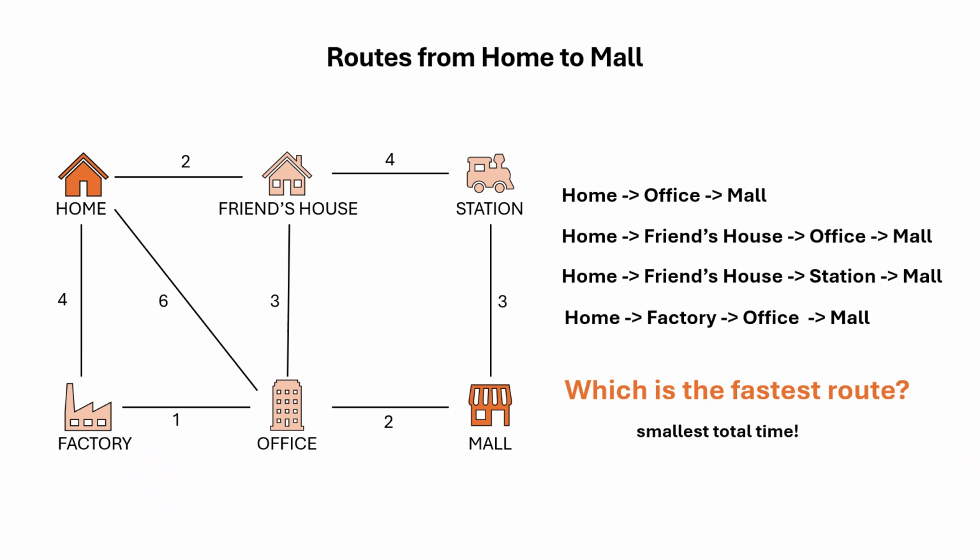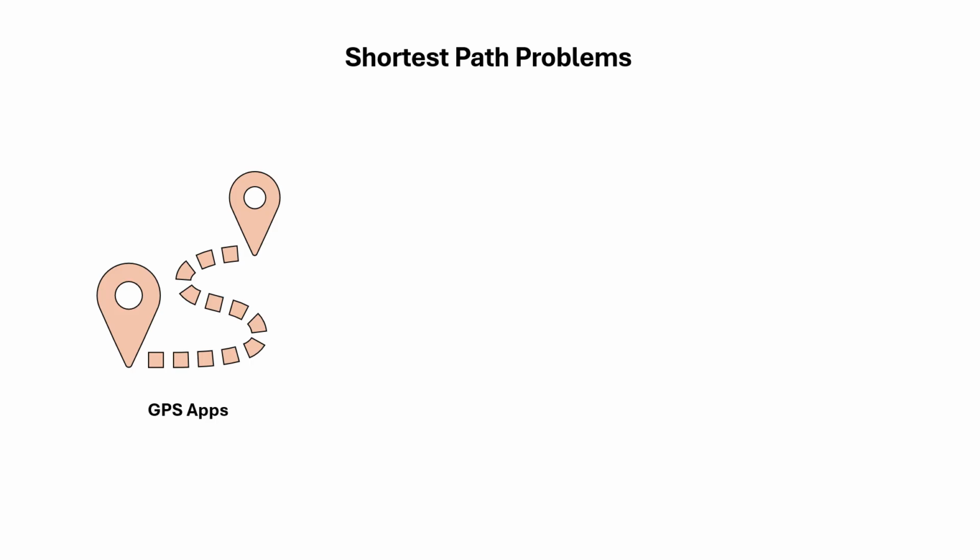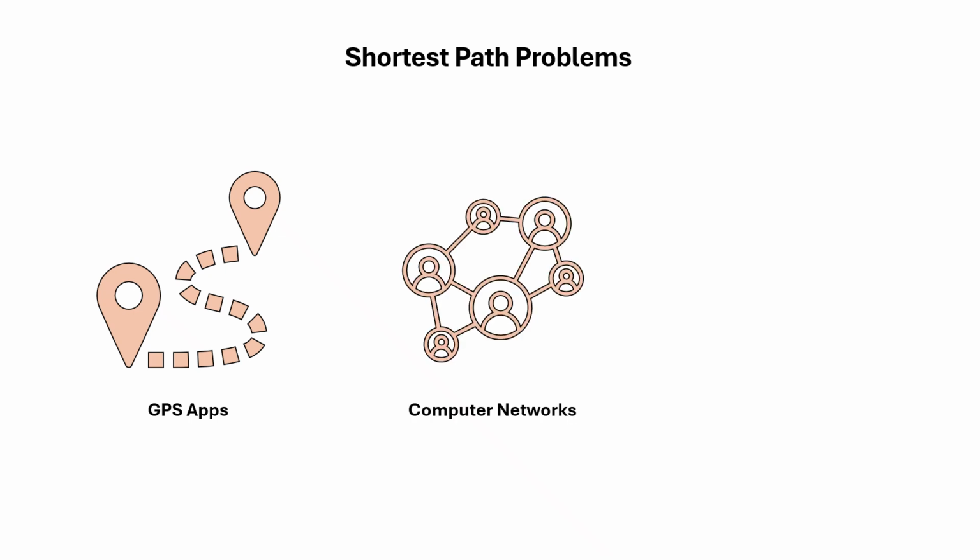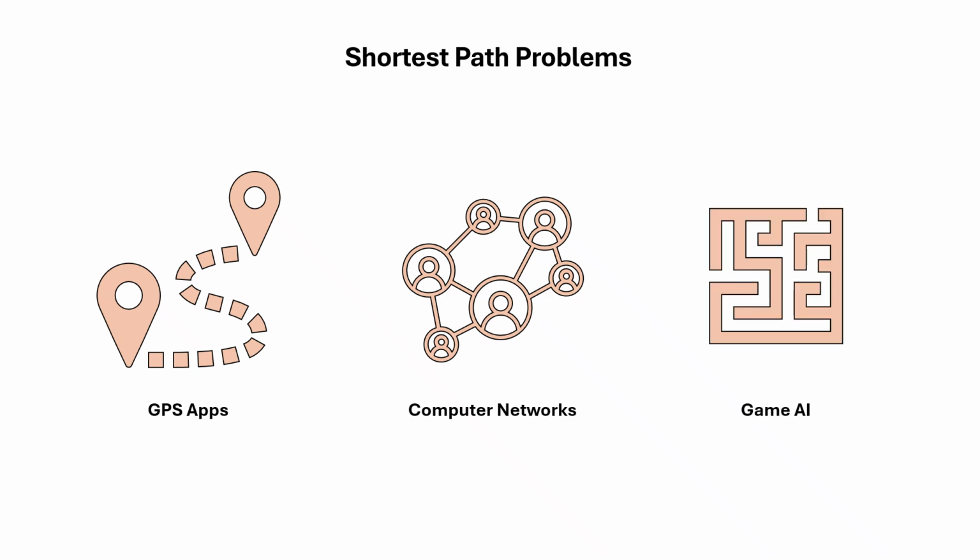The shortest path idea shows up everywhere. We can see it in GPS apps like Google Maps, finding the quickest way from your location to a destination. In computer networks, finding the cheapest or fastest route for data packets between machines. Also in game AI, figuring out how a character should move from one point of the map to another efficiently. All of these are just versions of the same problem. Given many possible routes with different costs, how do we find the cheapest one? So these are the real life pictures.